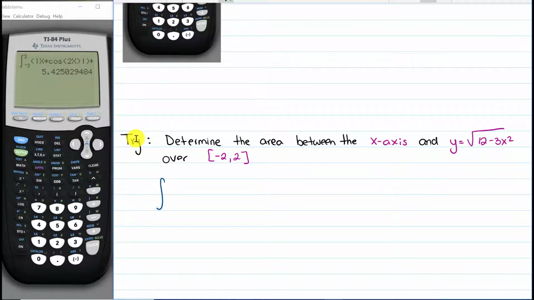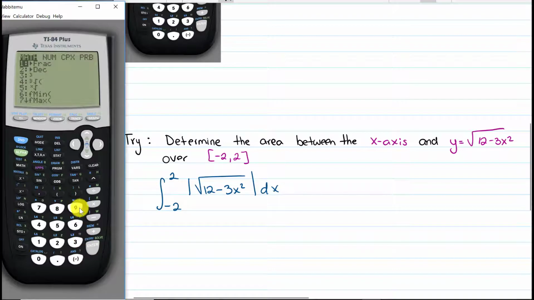So first of all, we're going to set up our integral from -2 to 2, the absolute value of the square root of 12 minus 3x squared. Close the absolute value bars and throw a dx. And then you type that in your calculator by pushing Math 9, -2 to 2.